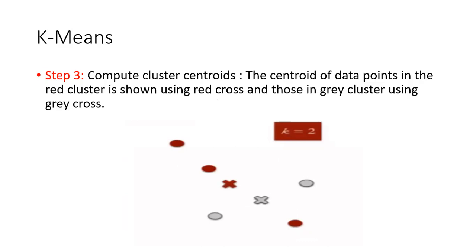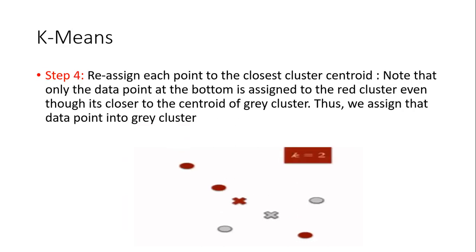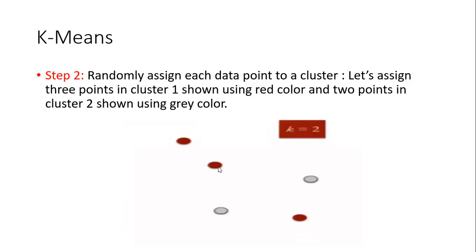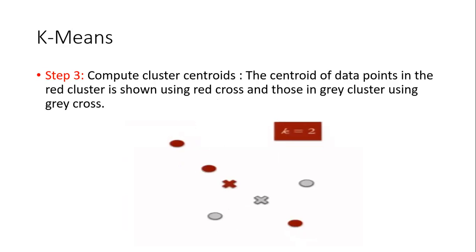Now, when I have the centroid, what is supposed to happen? There's going to be a reorientation, right? So reassign each point to the closest cluster centroid. First I randomly assigned the points to two clusters. Then according to that random assignment, I computed the centroids. When I put in the centroid, the assignments are going to change, because now the centroid comes up as a new point. So now I have to recalculate the distance to all the points. Now whichever points are closer to a centroid will move to it, okay?